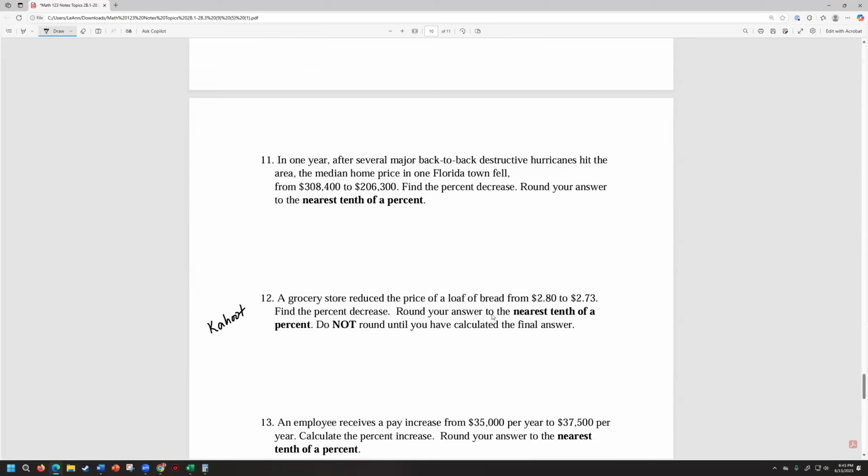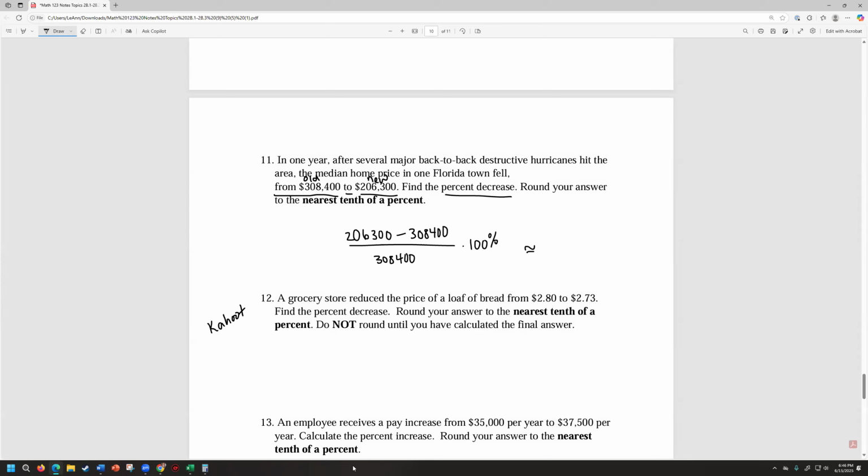So it says, in 1 year, after several major back-to-back destructive hurricanes hit the area, the median home price in one Florida town fell. So it went from this to this, and they actually gave us the prices here. So they put them exactly where they need to be. This one's the old, and this one's the new. We want the percent of decrease, so we need to go all the way to the percent change. And we know it's going to be negative already, okay? Because it says decrease. So new minus old divided by old. That gives us the relative change. And if you times that answer by 100% once you're done with it, that gives us the percentage.